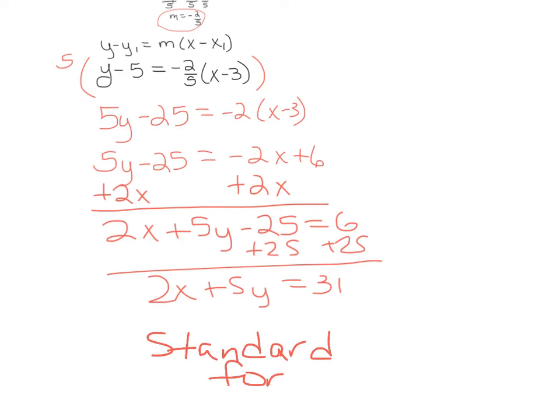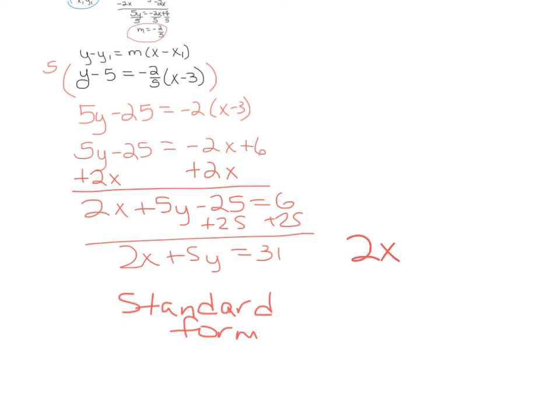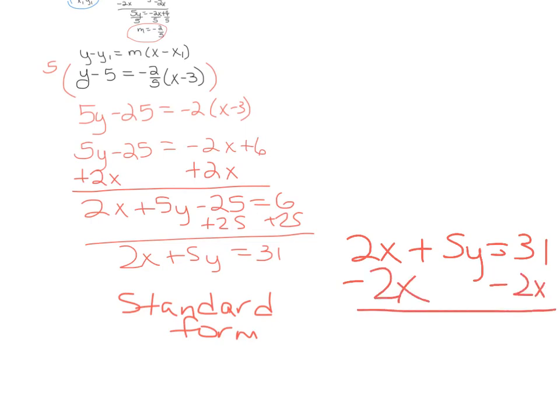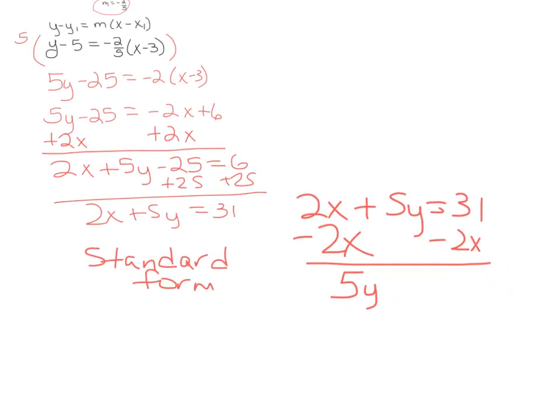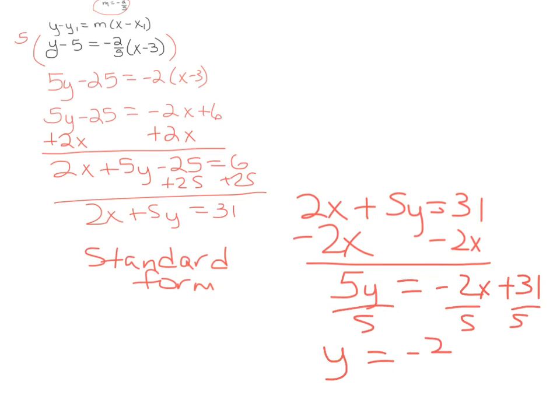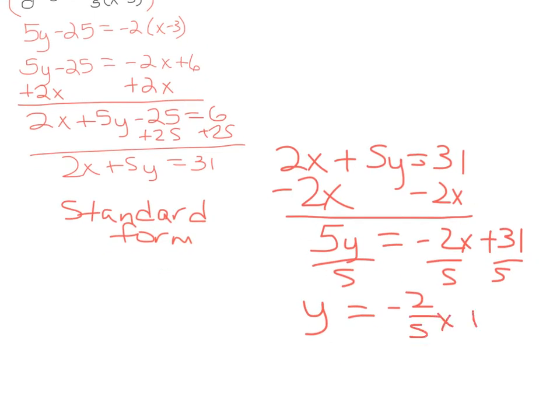If it said slope intercept, then I could take it from this point and move the x over and then divide by 5. Be able to work with these equations and solve for anything that it's asking you. Divide by 5, divide by 5, y equals negative 2 over 5x plus 31 over 5. So if it asks for slope intercept form, that's what we would do.